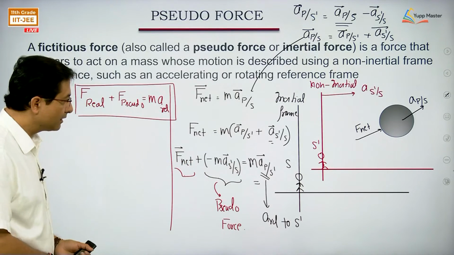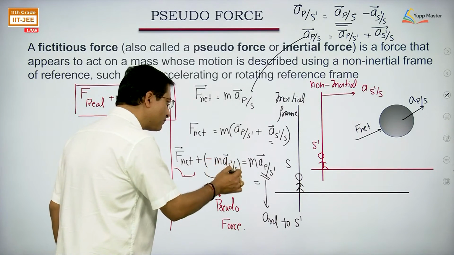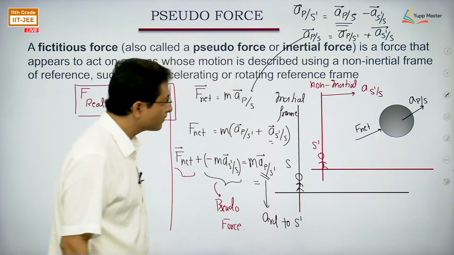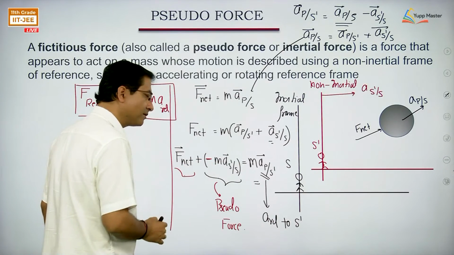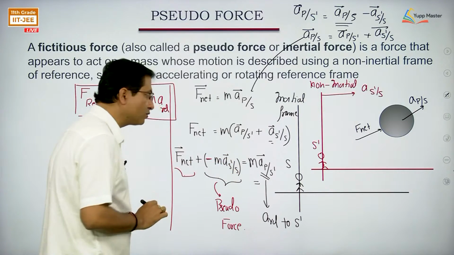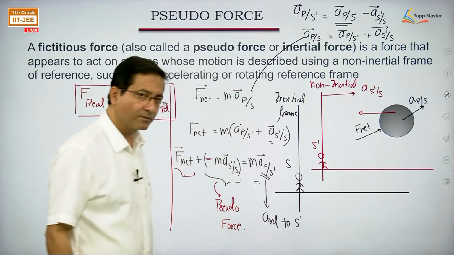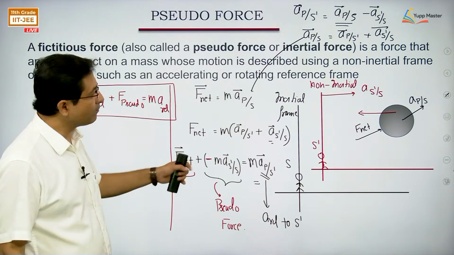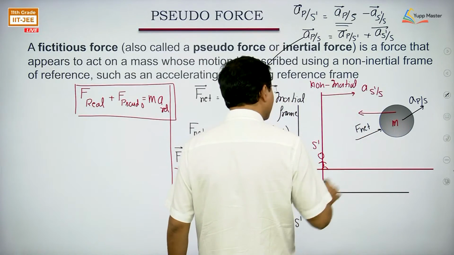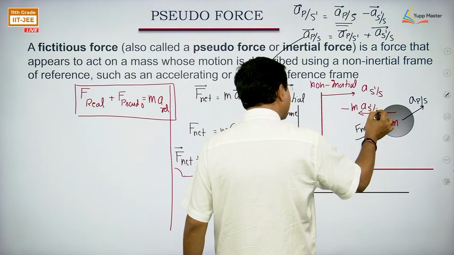Let's talk about the direction. If you see here, we are getting a minus sign, acceleration of S dash with respect to S. So this is the direction of acceleration of S dash with respect to S. Opposite to that, the minus sign is there. So reverse the direction of acceleration of the frame with respect to the inertial frame and multiply it by the mass. So I reverse the direction of this one, and then I multiply the acceleration by the mass of the object. Let the mass of the object be m. Then we get the direction of pseudo force this way, and the magnitude is m times a of S dash with respect to S.